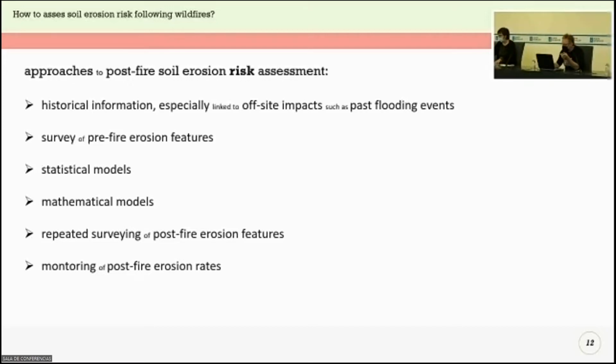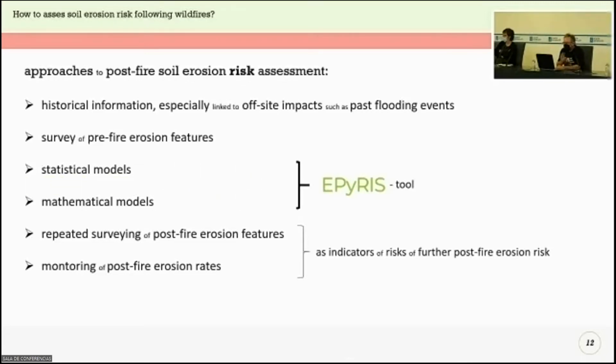The question here is that we are using the occurrence of erosion to say the risk of having more erosion can be derived from those features. And those features can be observations by people, but they can also be derived from imagery, from drones, and so forth. In EPyRIS, like Aveiro already said, we basically focused on these two types of models, the statistical models and the mathematical models.